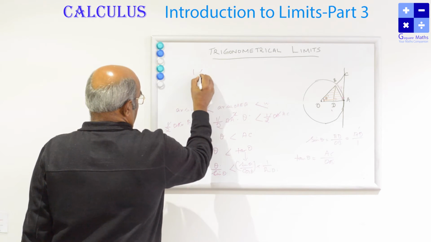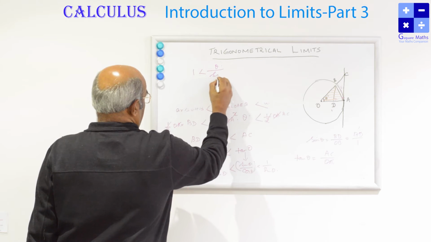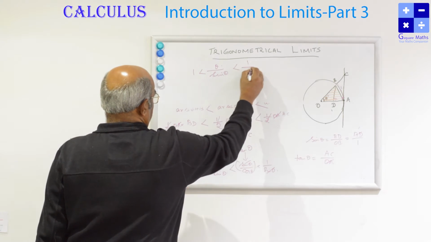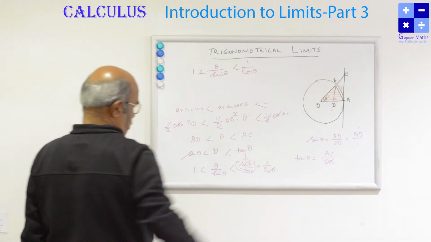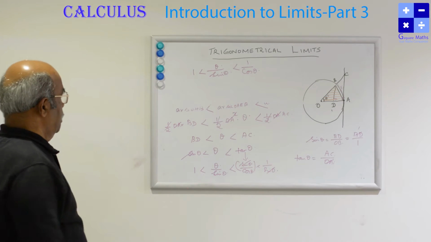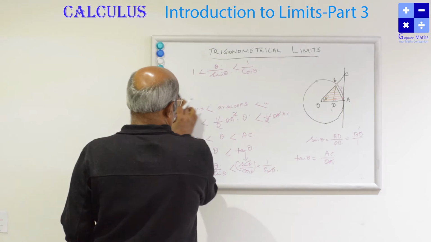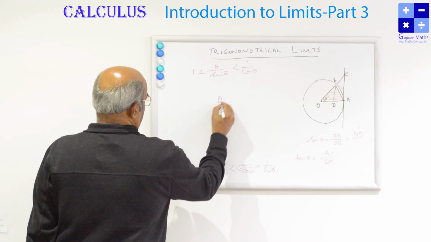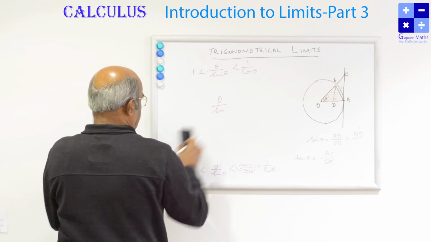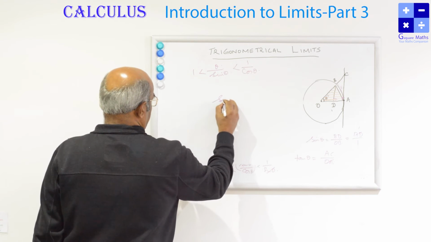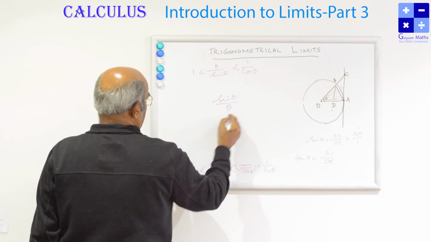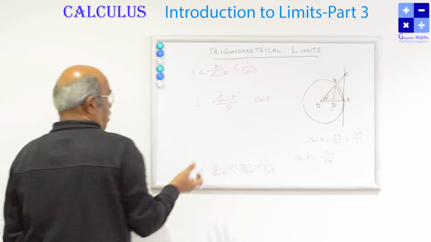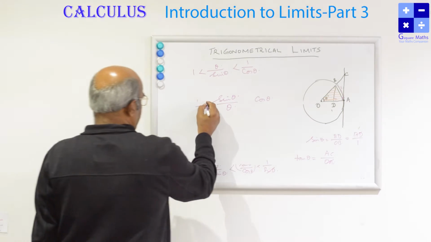Therefore, it is 1 less than theta by sine theta, less than 1 by cos theta. Right, fine. So, take the reciprocal: sine theta by theta, and this is cos theta, and this is 1 upon 1. When we take the reciprocal of the inequality, the inequality gets reversed.